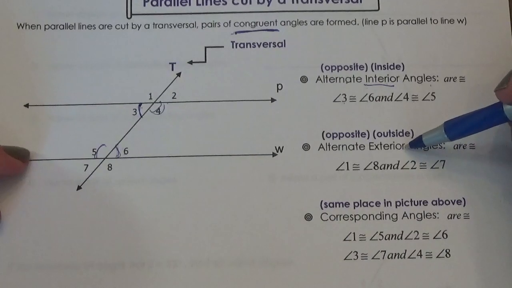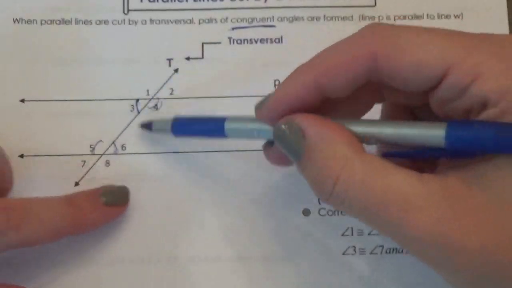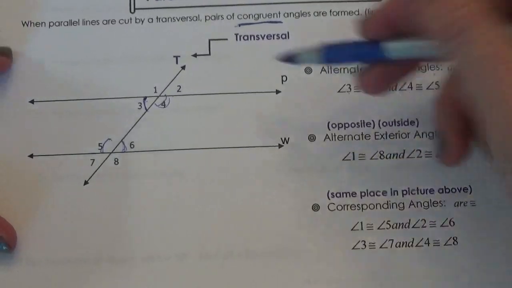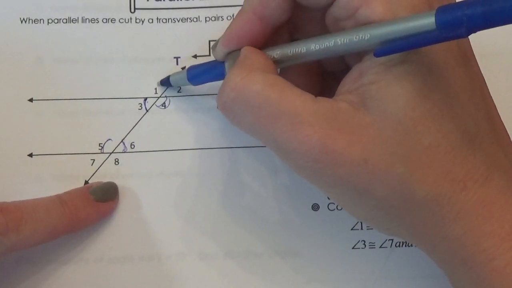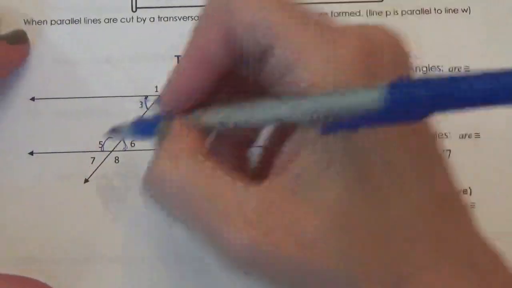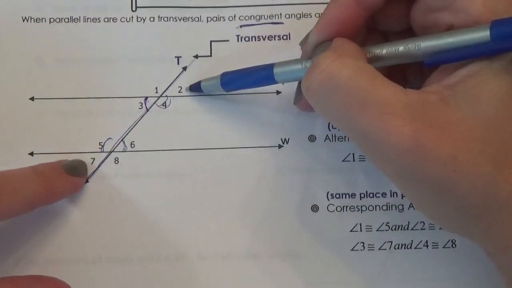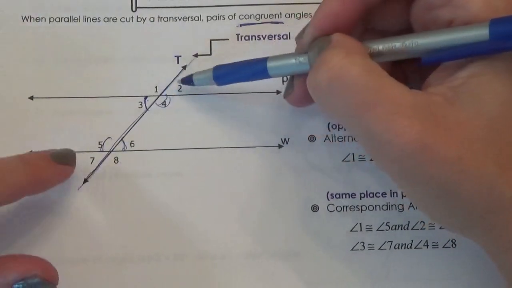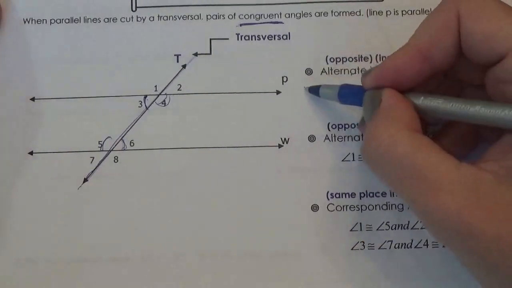The next one, alternate exterior angles, same idea, but you guessed it, they're on the exterior or the outside of the parallel lines. So it says 1 and 8. Let's look, 1 and 8, yeah. They're on the outside of the parallel lines, and they're on the alternate side of the transversal. So 1 and 8, 2 and 7. And again, look, 1 and 8 are both obtuse, so they equal each other. 2 and 7, both acute. All right, so we did that one.